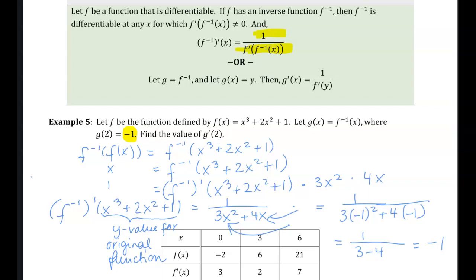So f inverse of x takes us back to an x value, because the inverse takes our y back to our x. This is why we have to plug in x for method 3, even though we plugged in y values for method 1 and 2 of the original function, or an x value of the inverse function. So I hope this helps.